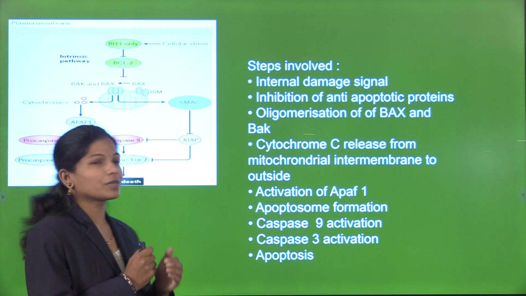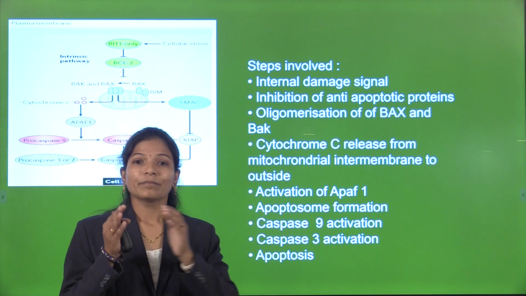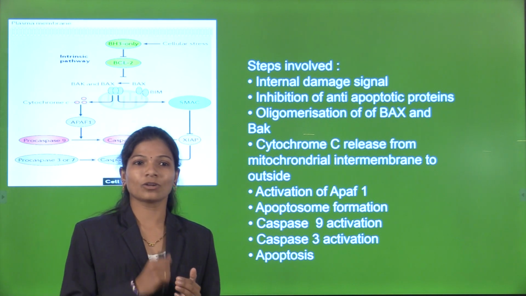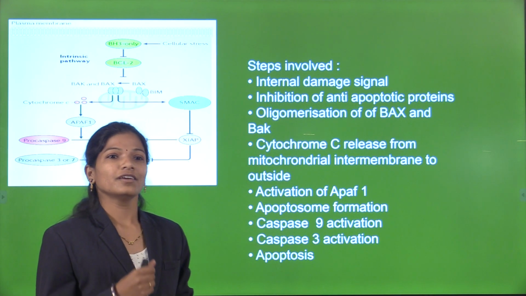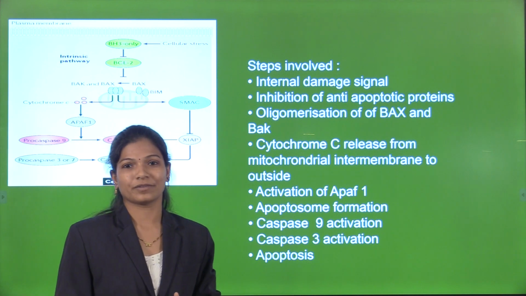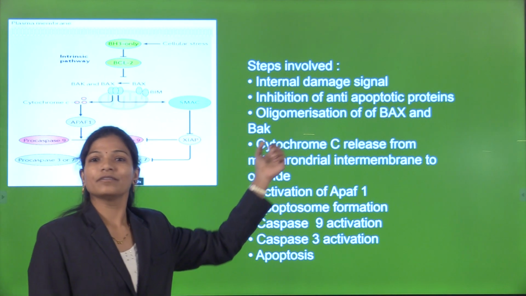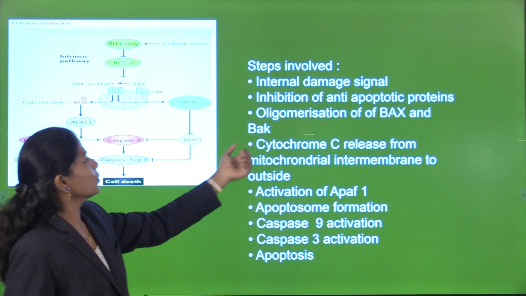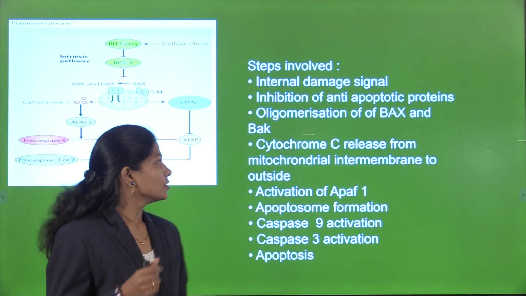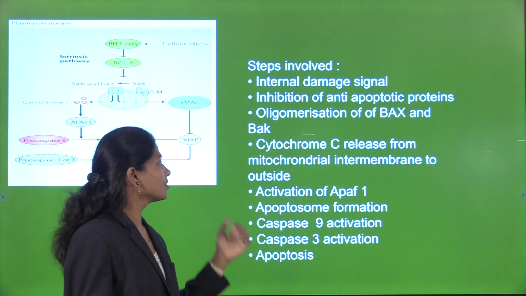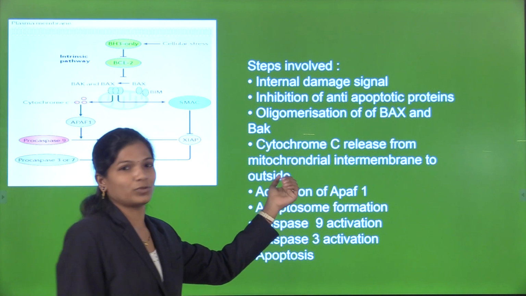These anti-apoptotic proteins BCL2 and BCLXL bind to Bax and Bak. That is, Bak and Bax are regulated by the anti-apoptotic proteins in normal condition. But whenever there is any internal DNA damage or apoptotic signal, it will lead to degradation of those anti-apoptotic proteins. Because of that, the pro-apoptotic proteins like Bak and Bax become free. The free Bak and Bax lead to oligomerization of Bak and Bax, and it will create pores in the mitochondrial membrane, and through those pores, cytochrome C is released.